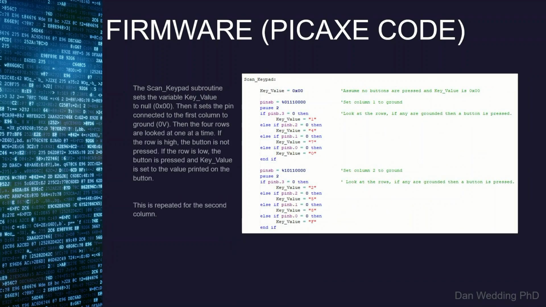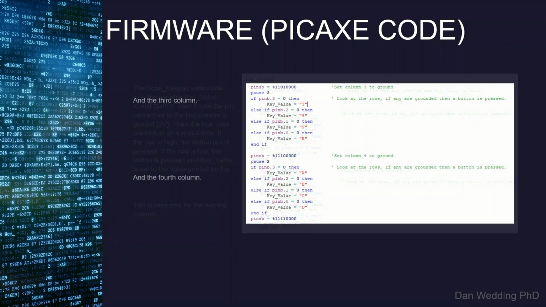The scan keypad subroutine sets the variable key value to null. Then it sets the pin connected to the first column to ground. Then the 4 rows are looked at one at a time. If the row is high, the button is not pressed. If the row is low, the button is pressed and key value is set to the value printed on the button. This is repeated for the second column, and the third column, and the fourth column.